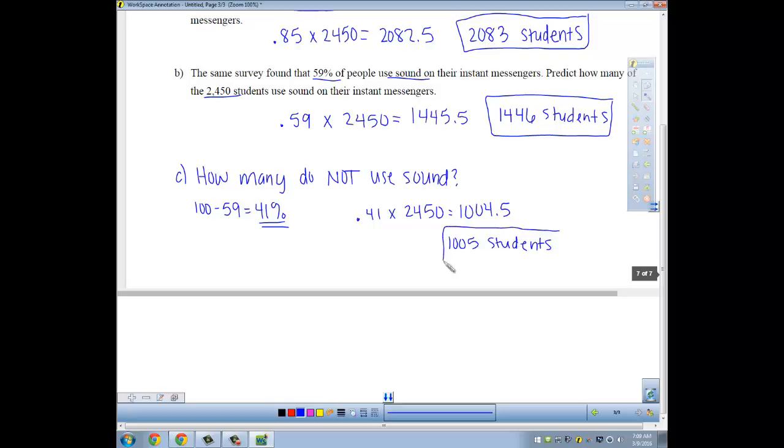So another way that you could have done that was if we knew out of 2,450 students, 1,446 did use sound, you could subtract that to get how many did not. The problem there is since we had to round to get 1,446, our number for part C won't be as exact. So either way is fine though. You could either do what I just said where we already know 1,446 do, so 2,450 minus 1,446 would give me the number that do not. You could also do 100 minus the percent to get the percent that doesn't use sound and use that number instead. It's up to you.